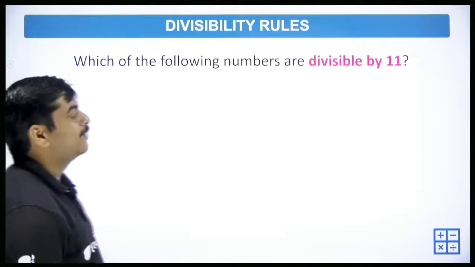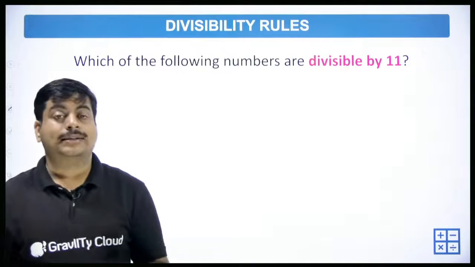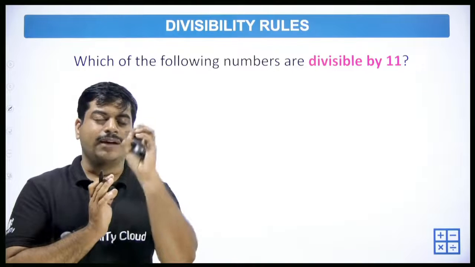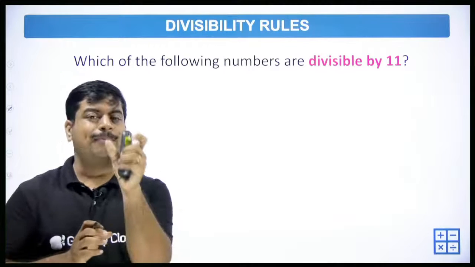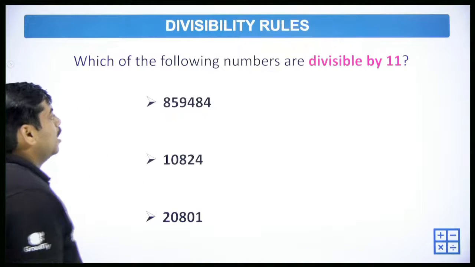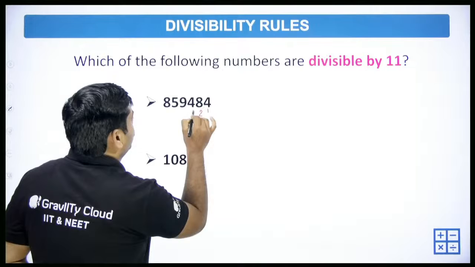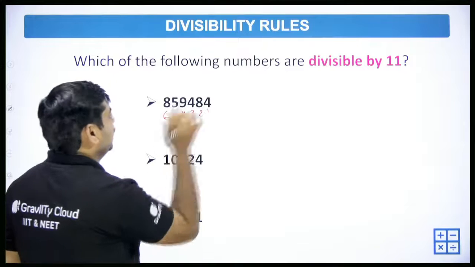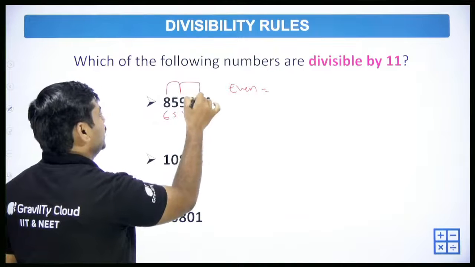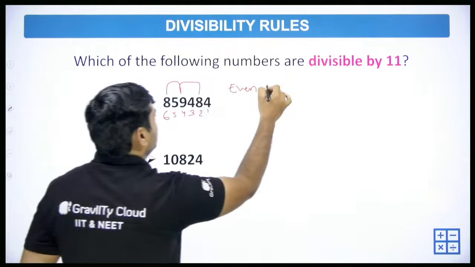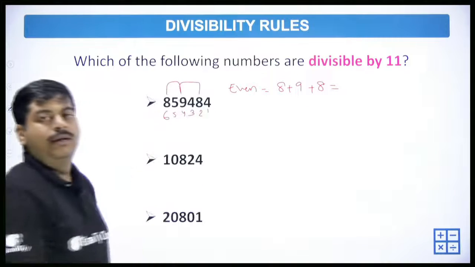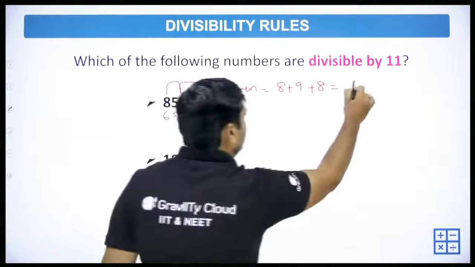Which of the following numbers are divisible by 11? Sum of all the odd digits and sum of all the even digits. Even digits in the sense, even places, odd places. Let's see that. So here 1, 2, 3, 4, 5, 6. All the even places add: these 3 numbers, 8 plus 9 plus 8. Tell me what is that? 25. It is 25.